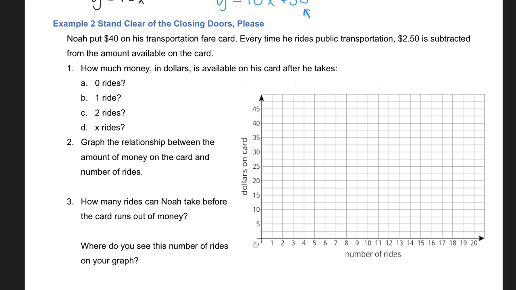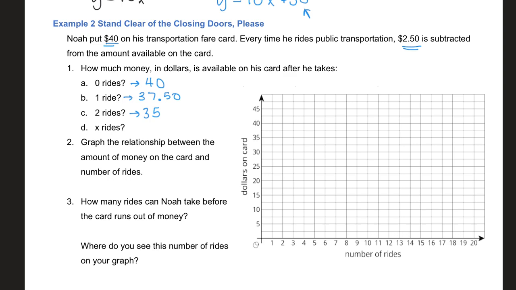For this next question, Noah put $40 on his transportation fare card. Every time he rides public transportation, $2.50 is subtracted from the amount available on the card. How much money in dollars is available on the card after he takes 0 rides? He hasn't spent any money, so it would be $40. After 1 ride, he only spent $2.50, so that would be $37.50. After 2 rides, he spent another $2.50 from that $37.50, so it would be $35.